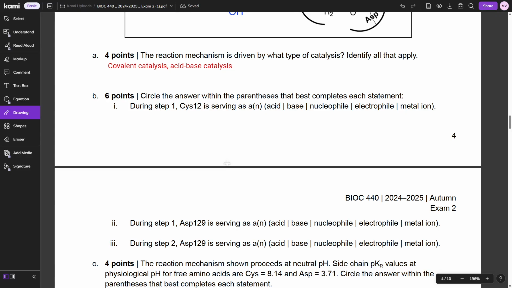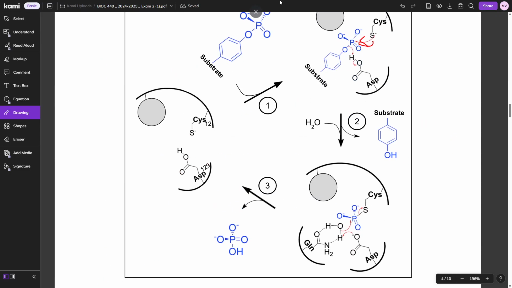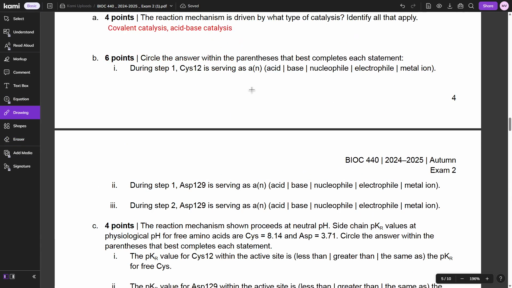Circle the answer, with parentheses. Okay, cool. So this is just straightforward: is it a nucleophile? Is it an acid? Is it a base? We've already kind of talked about this. I expect cysteine to act as a nucleophile, and it did act as a nucleophile. It's just doing a bunch of attacking. I expect aspartate to act as an acid or a base.